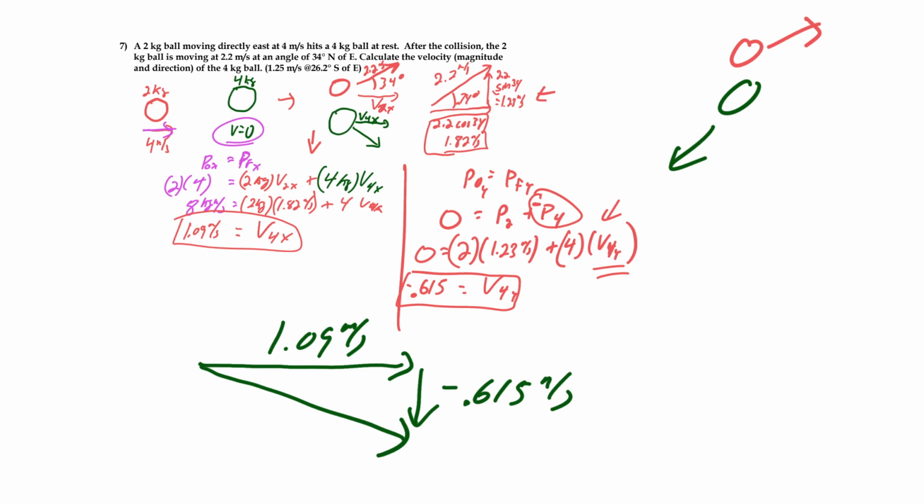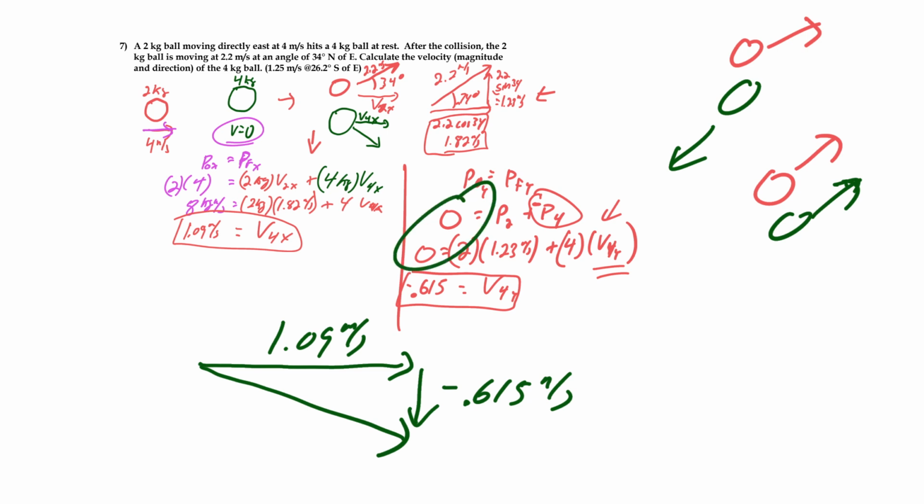Now let me just point out one thing while we're here. What will violate the laws of physics is that this ball goes like this, and the green ball also goes like that. That is impossible, because we had a y momentum of 0.